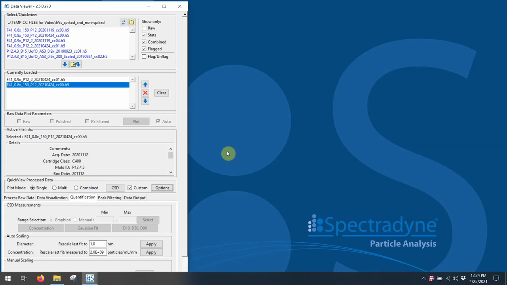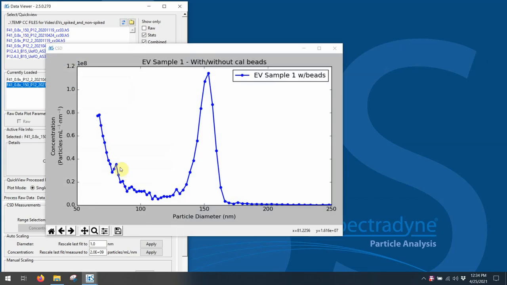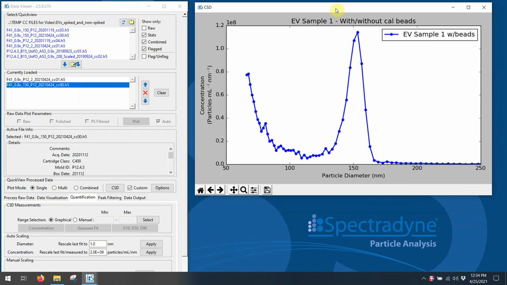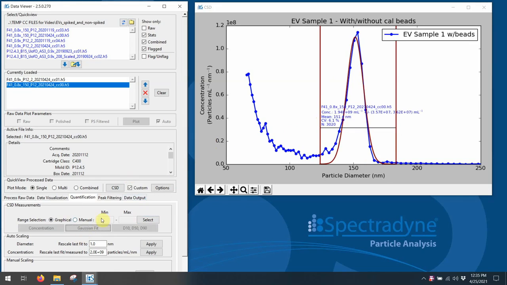So let's take a look at the same sample with the in-measurement control spiked in. So we'll go ahead and load that, and we can see that the sample distribution looks quite similar to the original containing just sample, but let's check the beads first. I'm going to select the region where the beads are and fit a Gaussian to it like I did before. So we'll just select, and we'll click on Gaussian fit.